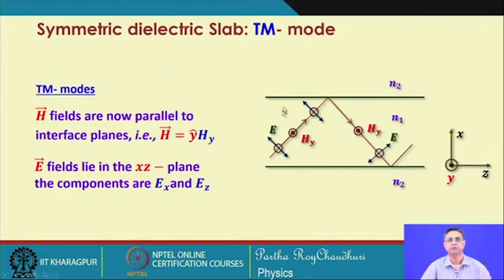So, the TM fields, if you look at the configuration, Hy will be tangential to the plane of the interface, will be parallel to the plane of the interface, but this time E will have two components, Ez and Ex. So, the H fields are now represented by y cap Hy.